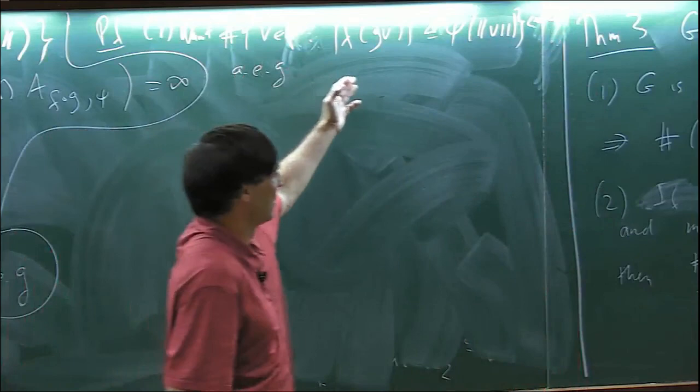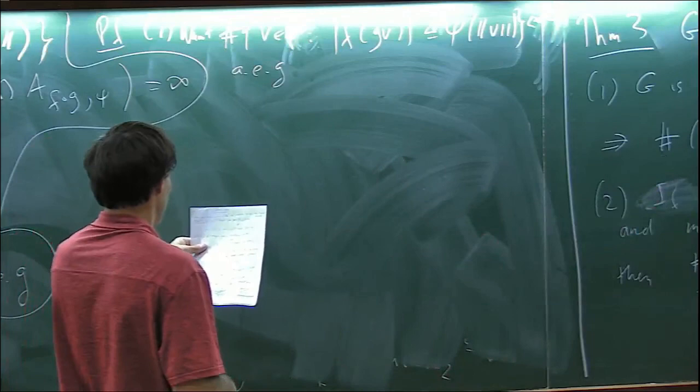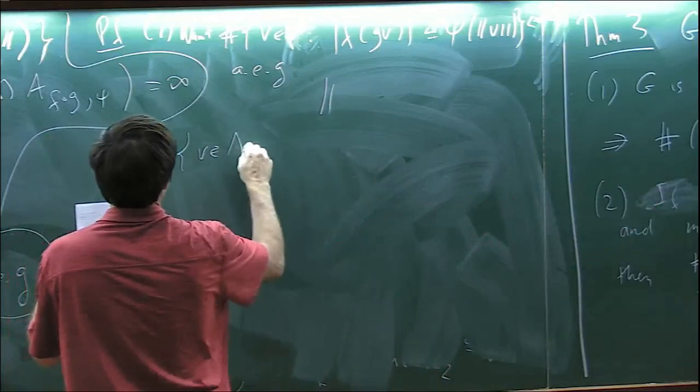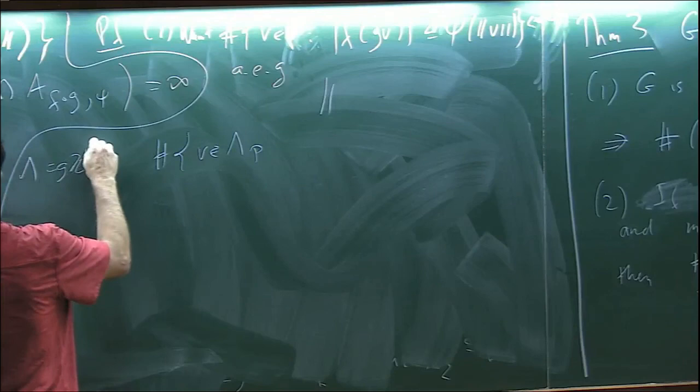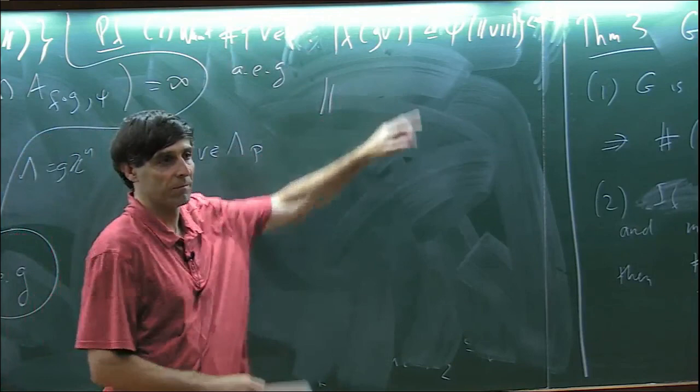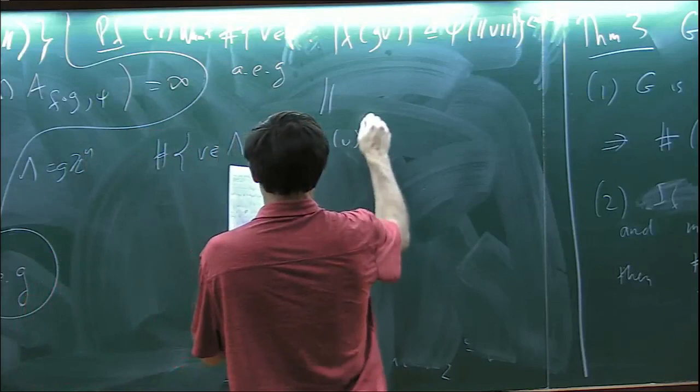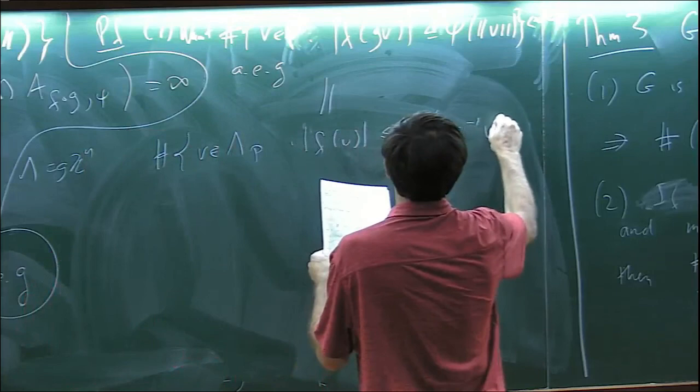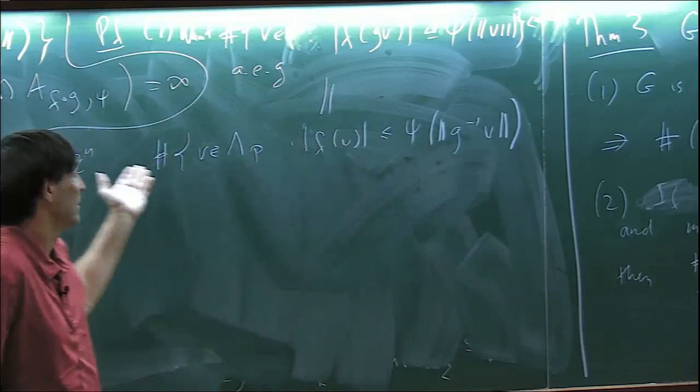So you can say that this is the same as the number of V in lambda P. Lambda is g zn, and now we can change variables, replace v by gv, and then it will be such that f of v is bounded by psi of the norm of g inverse v. That's the tricky part, right? Where g is variable.